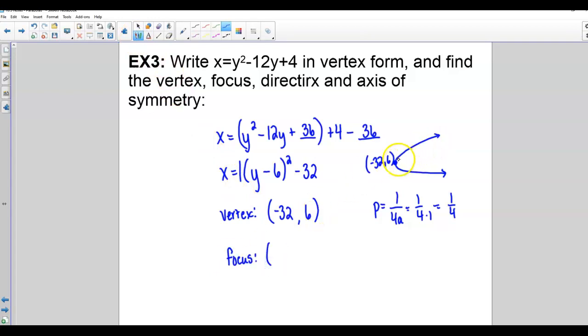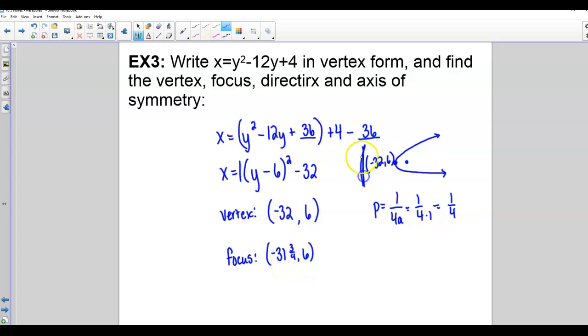We are going to go to the right. Since I'm going to the right, that's changing that x coordinate, and it's going to add 1/4 to it, which is going to give me negative 31 3/4, 6. That y coordinate does not change.